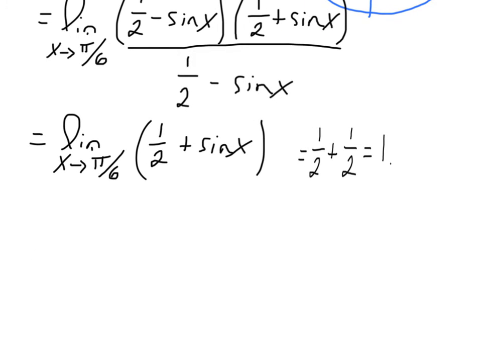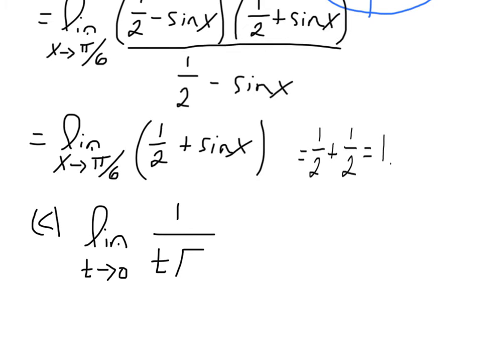Okay, so our next example is this one, C. This one won't be a limit which involves a trig function. It's the limit as t tends to 0 of 1 over t times the square root of 1 plus t, minus 1 over t.